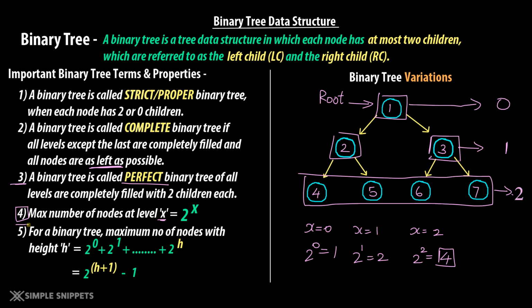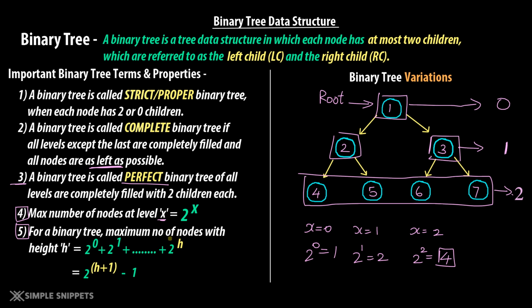Moving on to another formula or another property. For a binary tree, the maximum number of nodes with height h is given by this formula: 2 raised to 0, which is at level 0, plus 2 raised to 1, which is at level 1, plus it keeps on going, up to 2 raised to h, where h is the height. I hope you know what the height of a tree is. We've seen it in the previous tutorial, that is the definition.